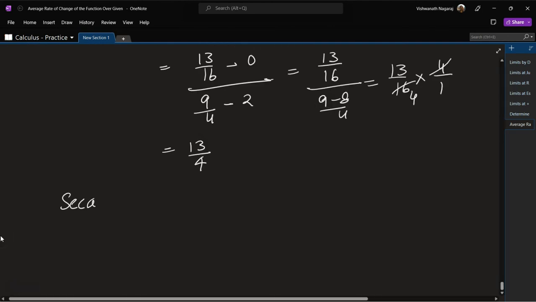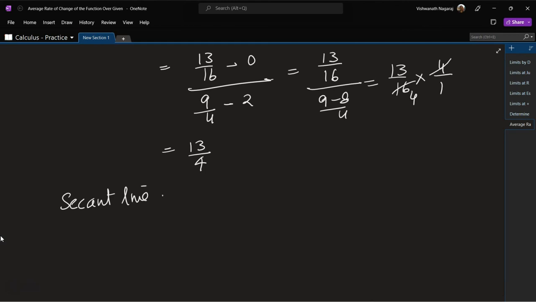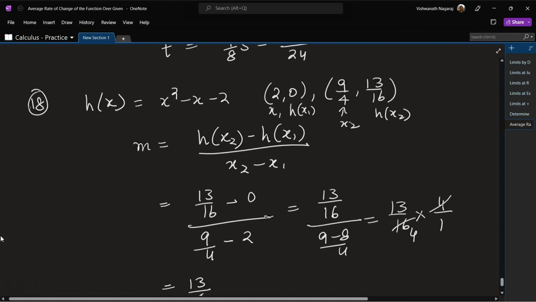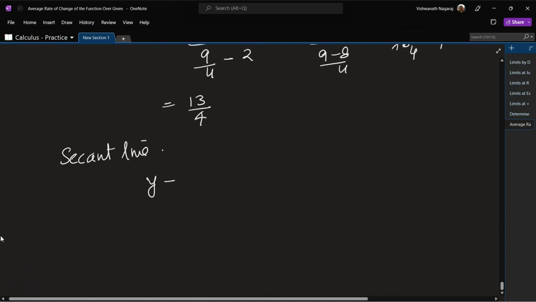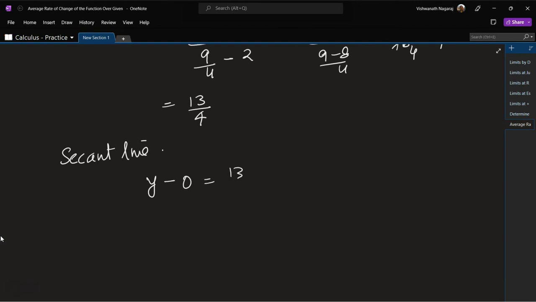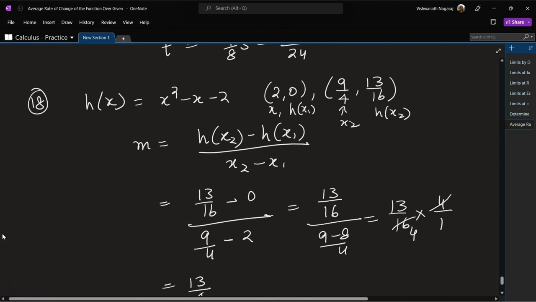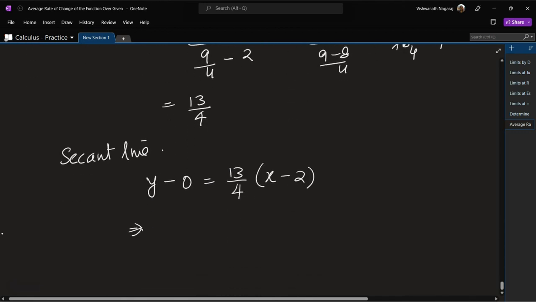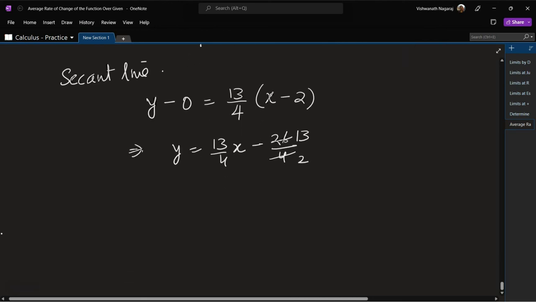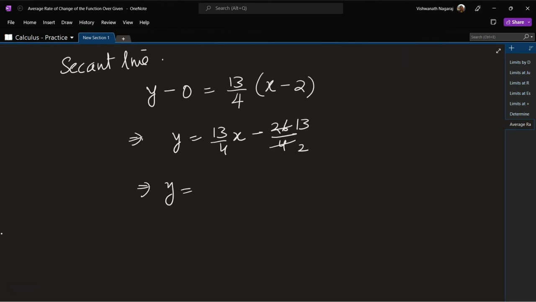Okay, so the secant line equation would be, let's take it as y minus, we can take any one point, let's take 0, is equal to 13 by 4, the slope, times x minus the corresponding x, so 2. Which gives us y is equal to 13 by 4 x minus 26 by 4. So which gives us y is equal to 13 by 4 x minus 13 by 2.